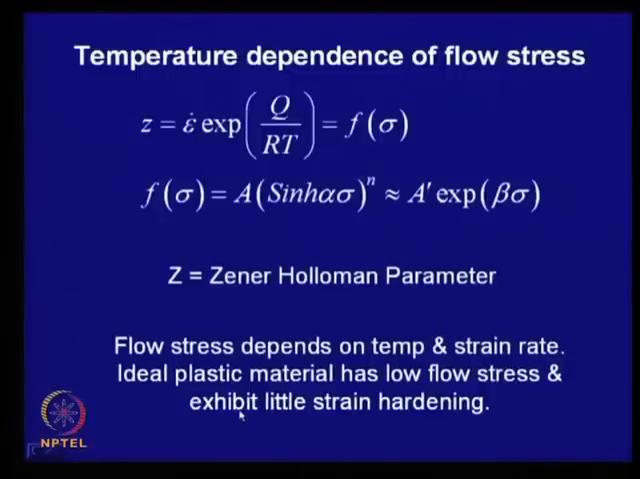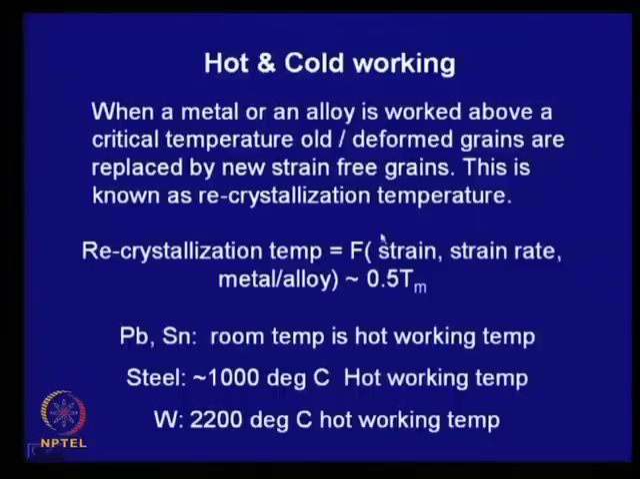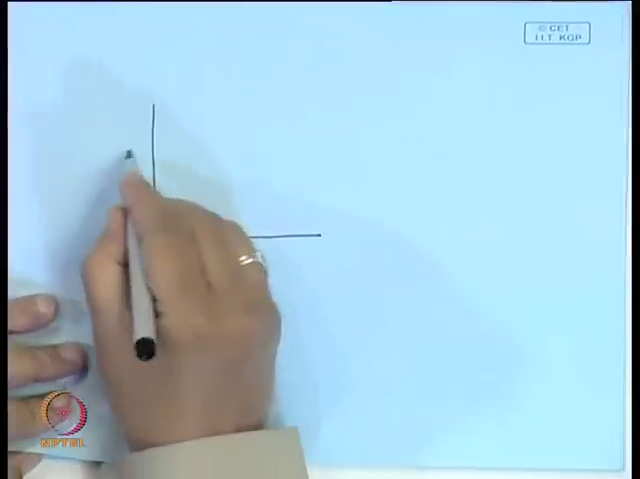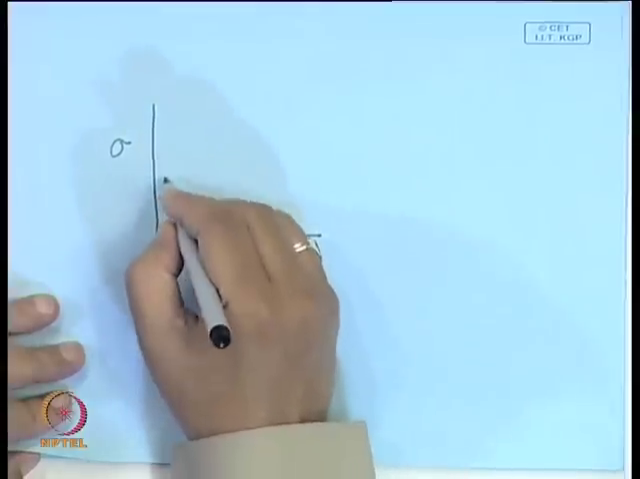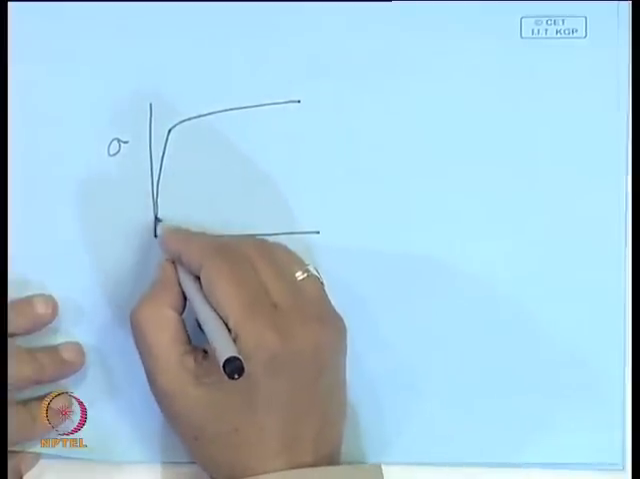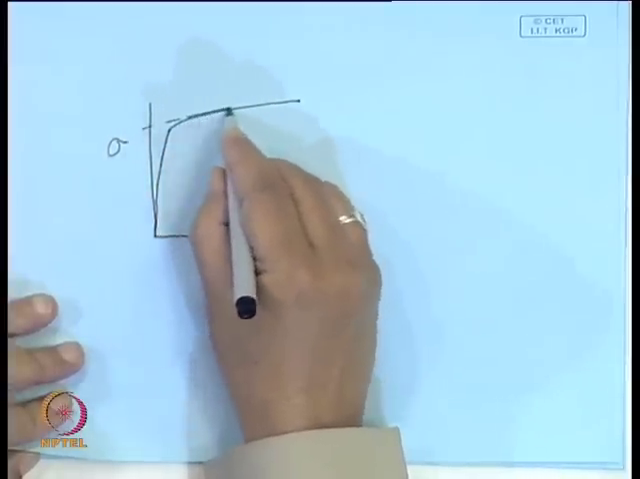At higher temperature, therefore, the stress is also very low, and the material shows very little strain hardening. Usually we find there is a critical temperature. If a metal is at room temperature, there is strain hardening, but as you increase the temperature, the deformed grains are replaced as you keep deforming. Say your stress strain plot at room temperature looks something like this. As you increase the temperature, there is still some amount of strain hardening.